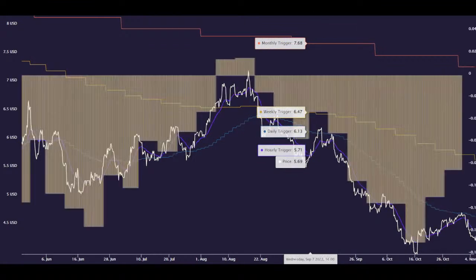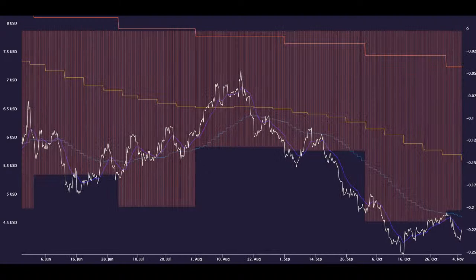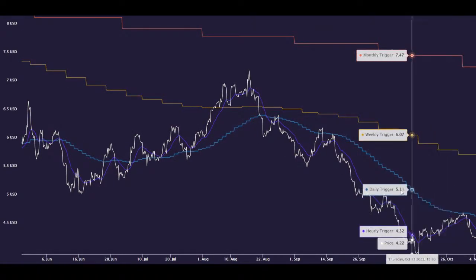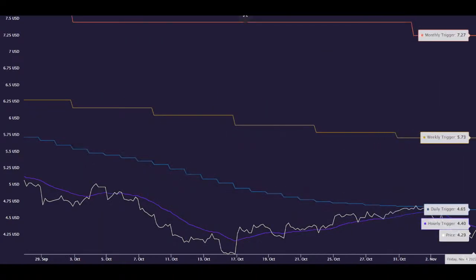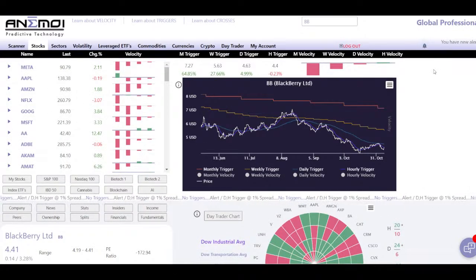Now, if we look at the weekly velocity, nothing really telling me that price wants to move up to the weekly trigger, and also the monthly velocity. So the only way I'd be bullish on BB is if the hourly trigger crosses above the daily trigger, and then you could see a lot of bullish momentum coming back into the stock.